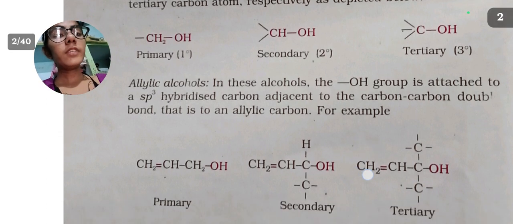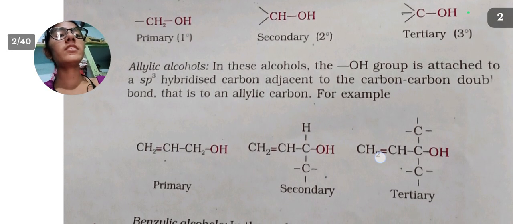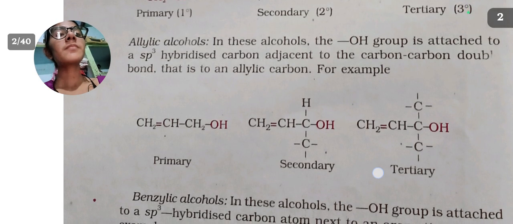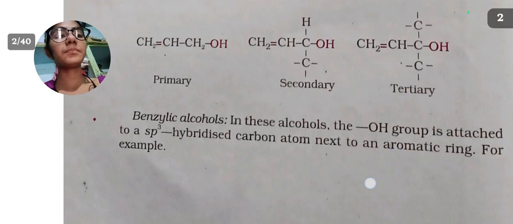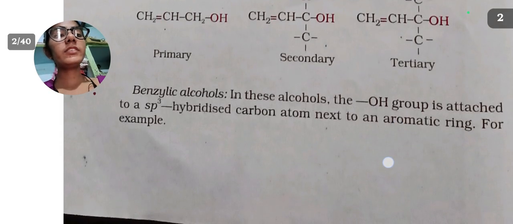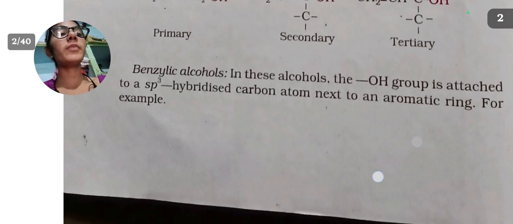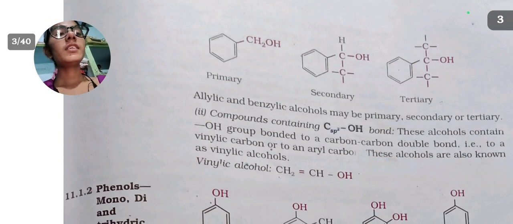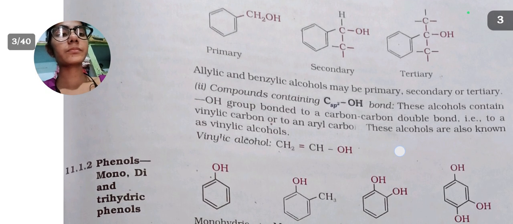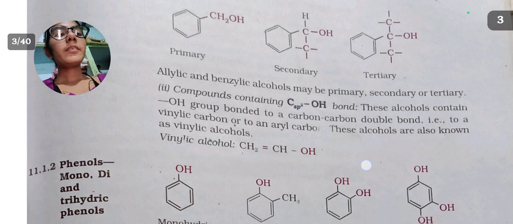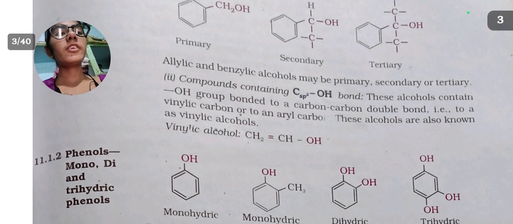Allylic alcohols: in these alcohols, the OH group is attached to an sp3 hybridized carbon atom next to a carbon-carbon double bond, that is, to an allylic carbon. For example, primary, secondary and tertiary. Benzylic alcohols: in these alcohols, the OH group is attached to an sp3 hybridized carbon atom next to an aromatic ring. For example, these are the primary, secondary and tertiary. You can see them on the screen. Allylic and benzylic alcohols can be primary, secondary and tertiary.